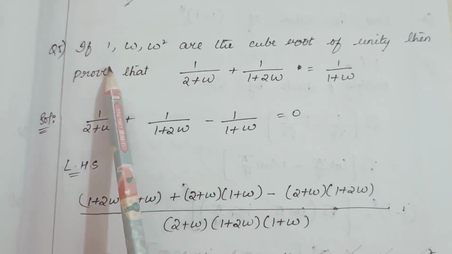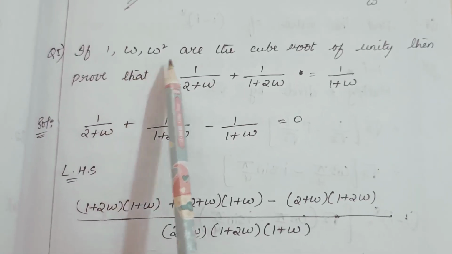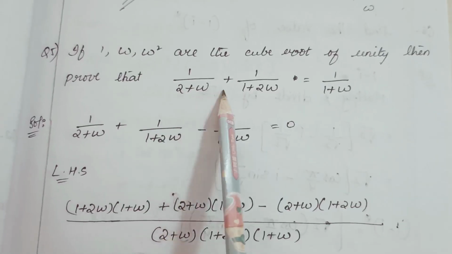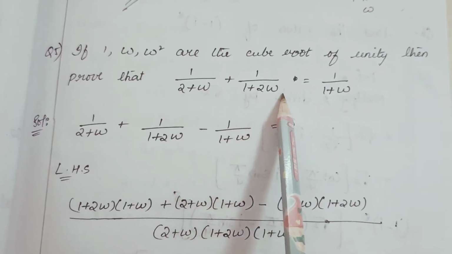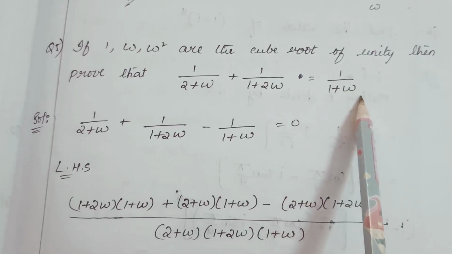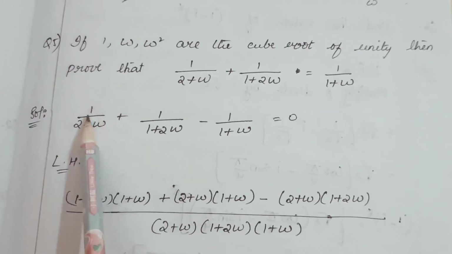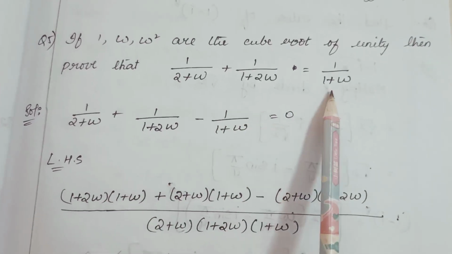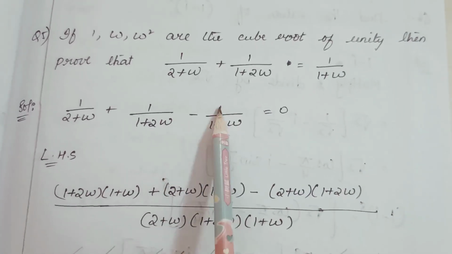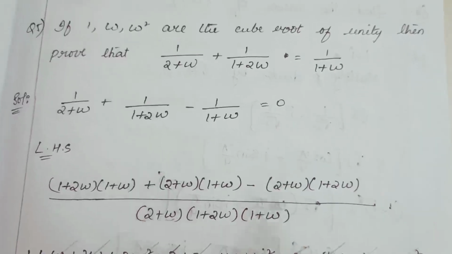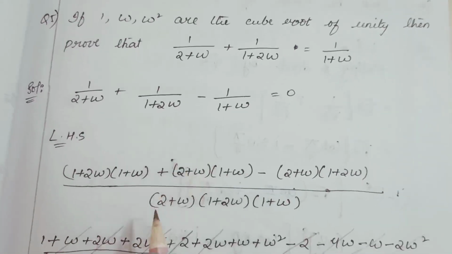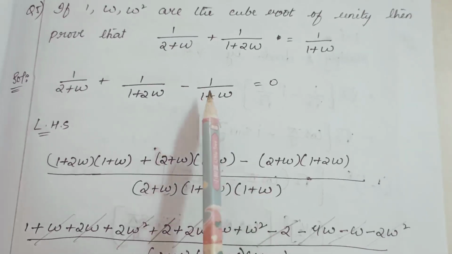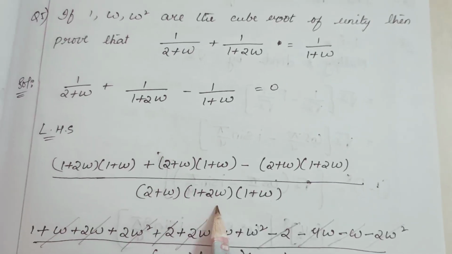Question number 5. If omega, 1, omega square are the cube roots of unity, then prove that 1 by 2 plus omega plus 1 by 1 plus 2 omega is equal to 1 by 1 plus omega. Solution: 1 by 2 plus omega plus 1 by 1 plus 2 omega. Taking this fraction to the left side, it will become minus 1 by 1 plus omega is equal to 0. Take the LCM. The LCM will be 2 plus omega, 1 plus 2 omega, 1 plus omega, multiplied in the denominator.